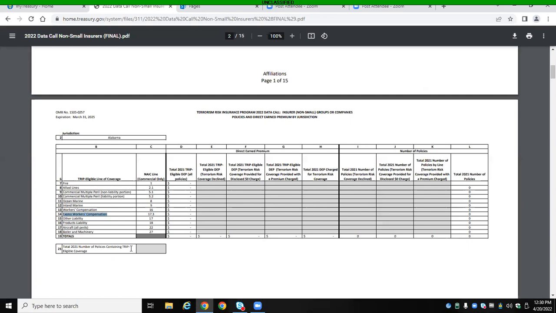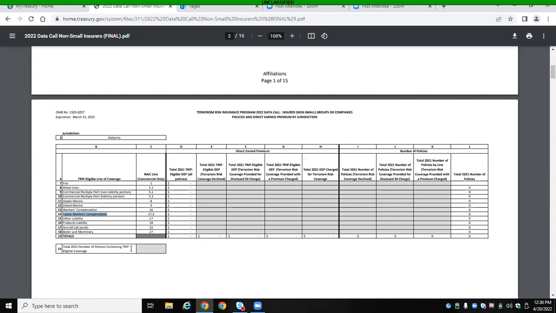There are some differences in the way policy count will be entered. Policy count should be based on policies issued in 2021 and or still in effect on 12/31/2021. So a policy in effect from January 1 to December 31, 2021, that's an easy one, that counts as one. If it was issued on June 1, 2020 and expired May 31, 2021, that gets counted as a zero.